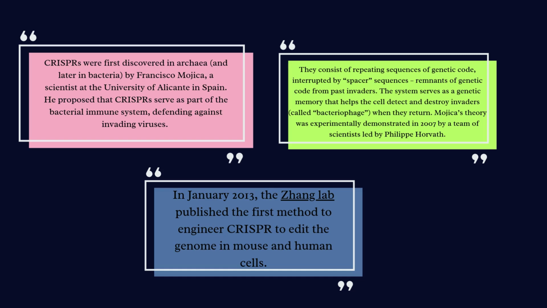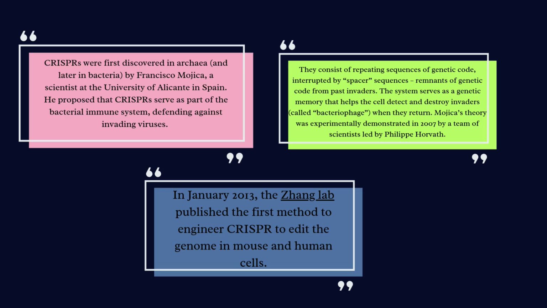They consist of repeating sequences of genetic code interrupted by spacer sequences, remnants of genetic code from past invaders. The system serves as a genetic memory that helps the cell detect and destroy invaders called bacteriophage when they return. Mojica's theory was experimentally demonstrated in 2017 by a team of scientists led by Philippe Horvath.